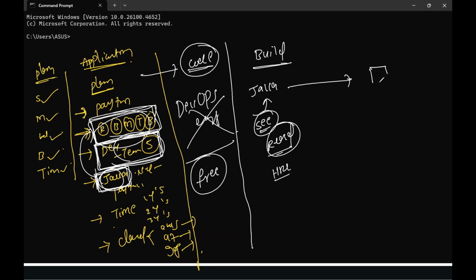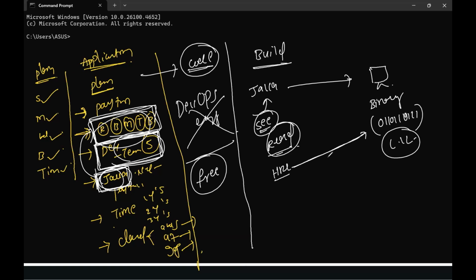But the server will only understand the binary level language, nothing but zeros and ones. So it is also called the lower level language. Here we are converting the human readable language into the machine understandable language, nothing but the binary level language, which is called a build.